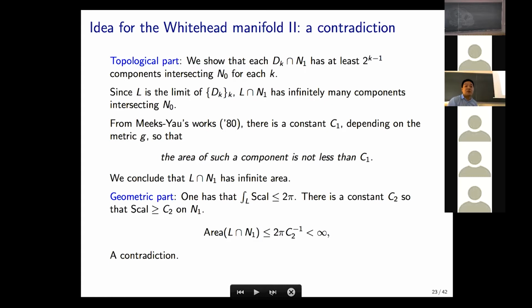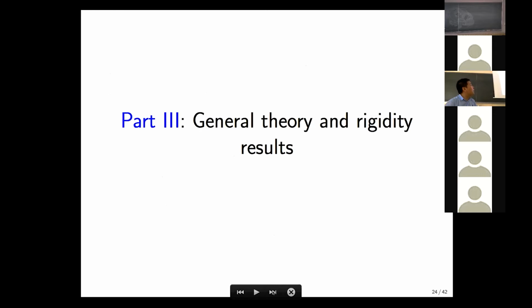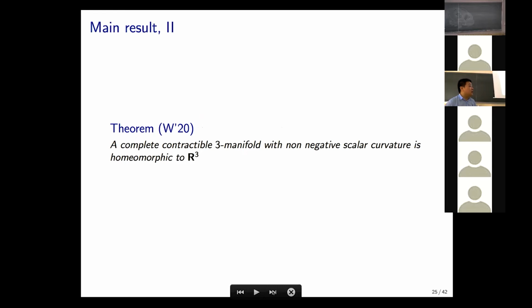No? Okay, so next, in the following, I would like to talk about the general theory for contractible three-manifolds and the related rigidity results. First, I would like to give a positive answer to the above question. We show that a complete contractible three-manifold with non-negative scalar curvature is homeomorphic to R^3.